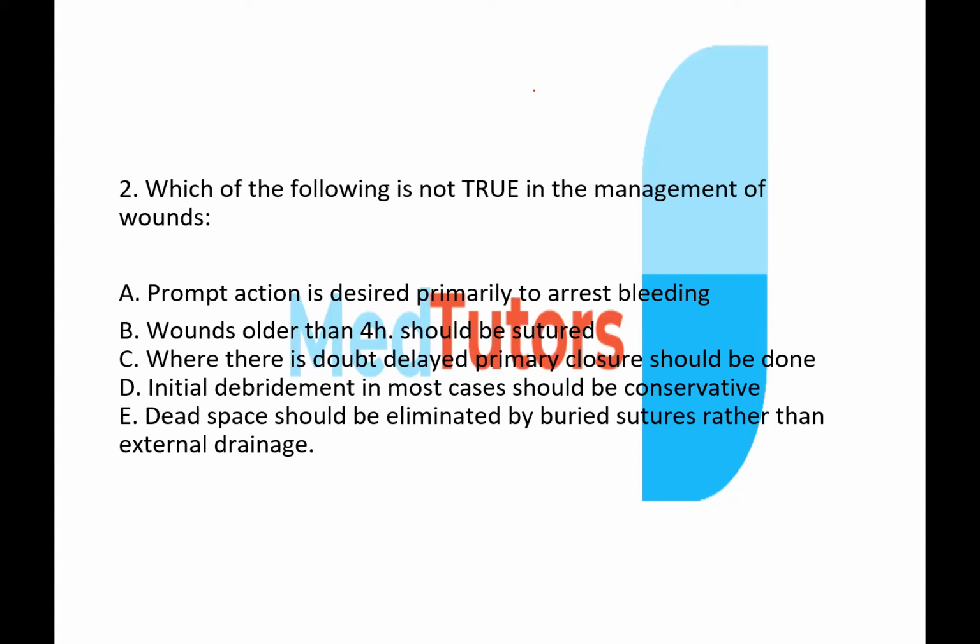So where there is doubt, delayed primary closure should be done. That is correct. Initial debridement, in most cases, should be conservative. Dead space should be eliminated by buried sutures rather than external drainage. Okay, you can bury sutures, especially if it's a clean wound. Do you understand? But if it's a dirty wound, it's better you place an external drainage. So B is the false answer.